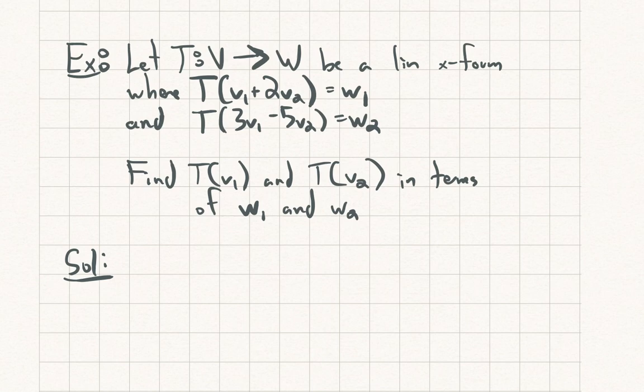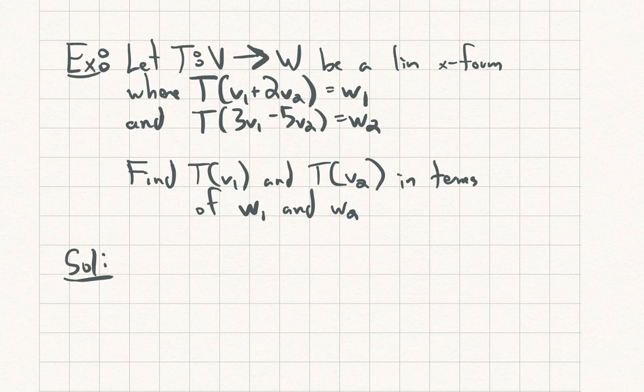We know T of the linear combination V1 plus 2V2 gives you W1, and if we take the linear combination 3V1 minus 5V2 and apply our transformation, we get W2. And we want to know, how can we write T of V1 and T of V2 in terms of the vectors W1 and W2? All right, let's give this a go.